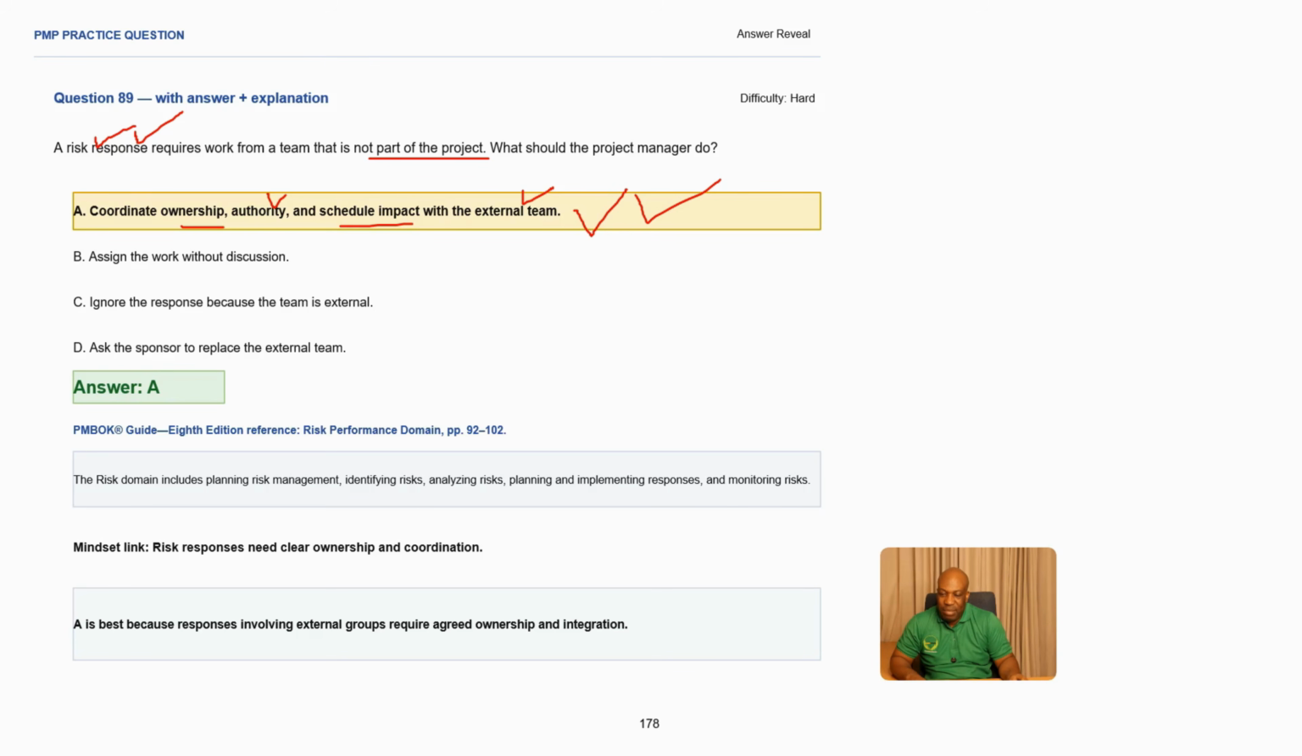How do we link this back to our PM book? You go to the risk performance domain. What does it say? It includes planning, risk implementation, and also risk responses. So what is the best mindset in this particular scenario? Risk responses need clear ownership and coordination. This is very important. If you have any risk, you must be very clear in terms of ownership and coordination so that you're able to implement the responses. Making A the best answer, because the responses involve external groups. It requires agreement, ownership, and integration. So A is the best answer in this scenario.